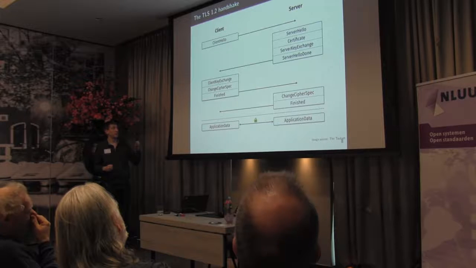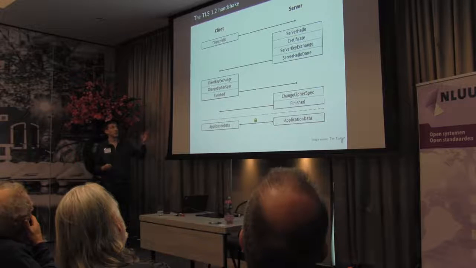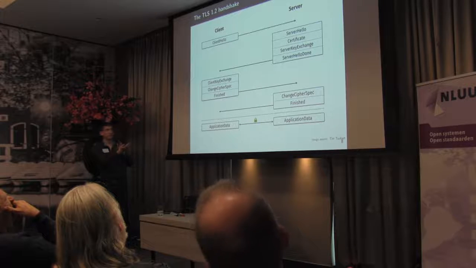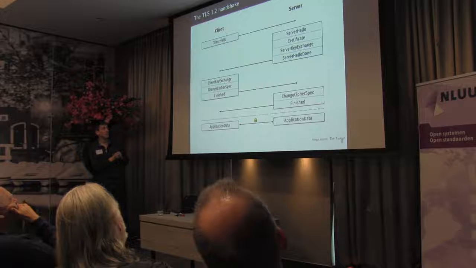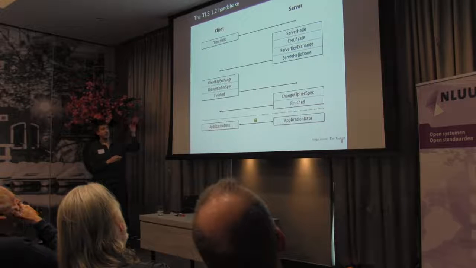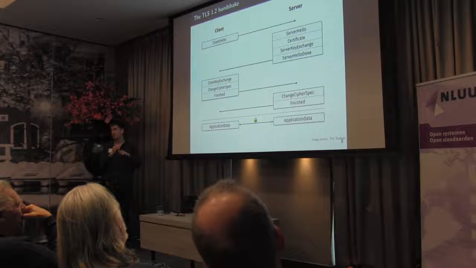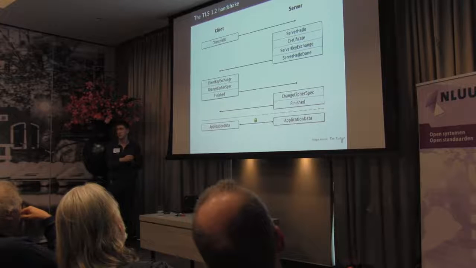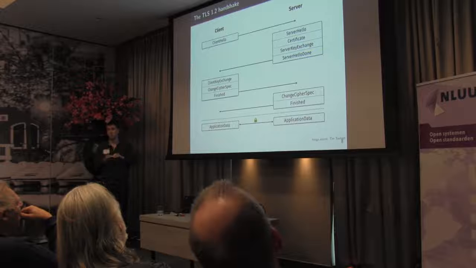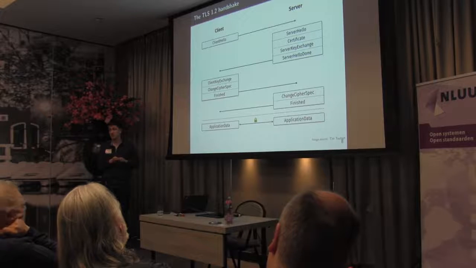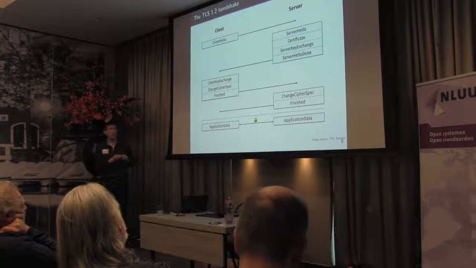So this is what the TLS 1.2 handshake typically looks like. There's also some variations possibly, but this is the most typical scenario. First of all, a client sends a client hello message to a server. This contains information about what this client supports. So the ciphers the client supports, the protocol versions this client supports, and the extensions that this client knows about.